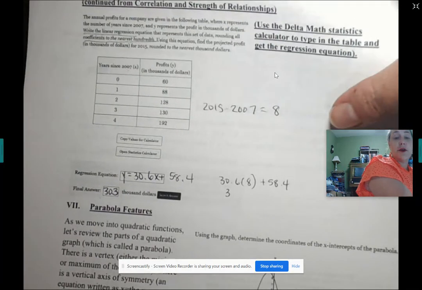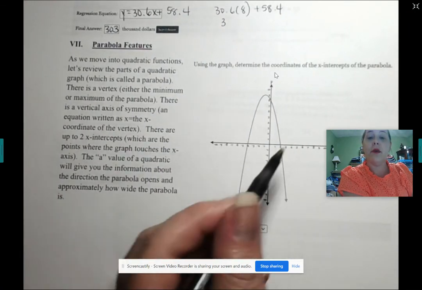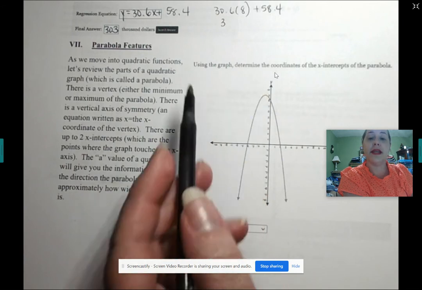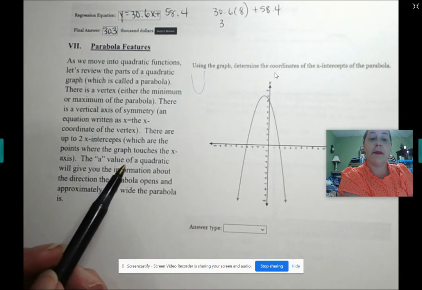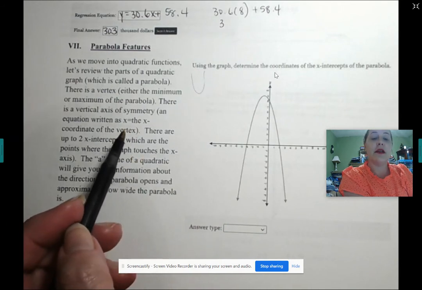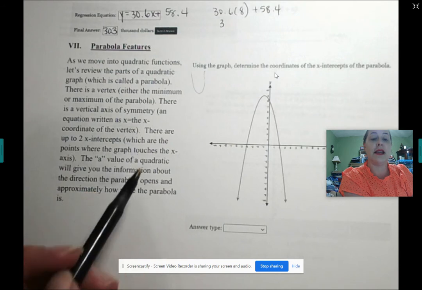All right, we're moving on to quadratics. So let's remember that the shape of a quadratic is called a parabola. We have a vertex, which will either be a maximum in this case, or if it was a happy face, positive parabola, the vertex would be a minimum. There's always a vertical axis of symmetry, which is an equation that you would write as x equals, and then whatever the x coordinate of the vertex is at the end of that equation.